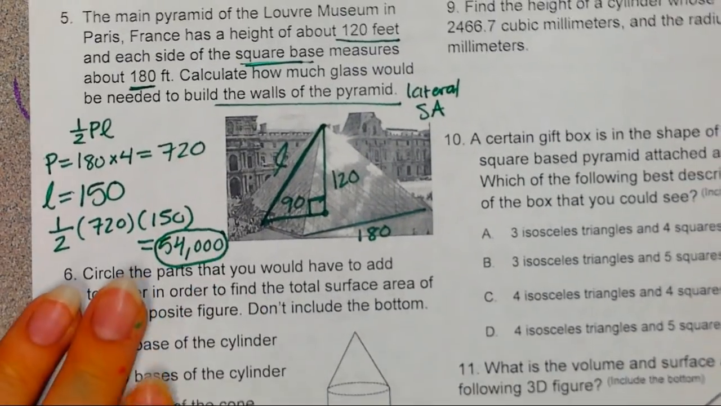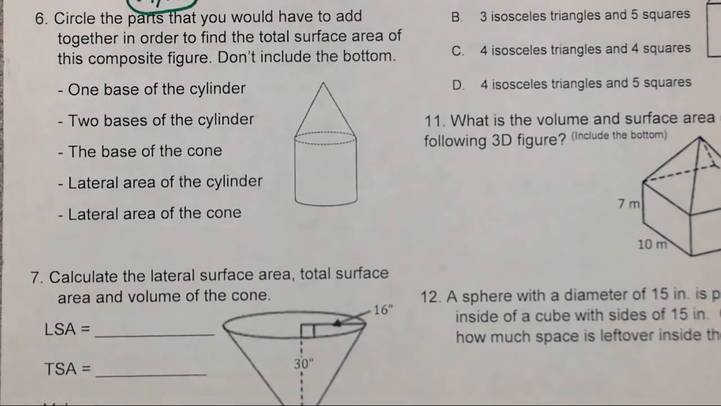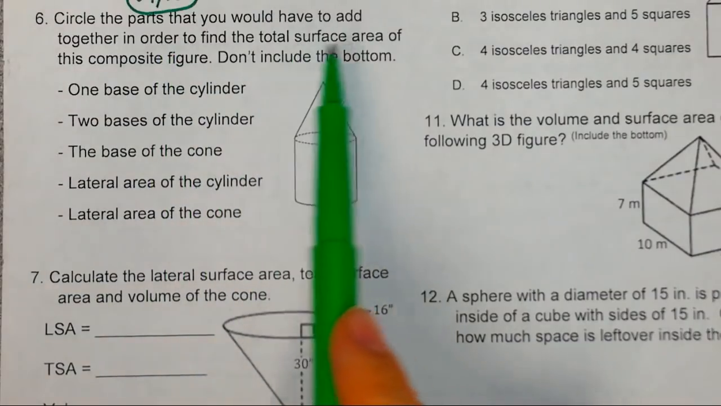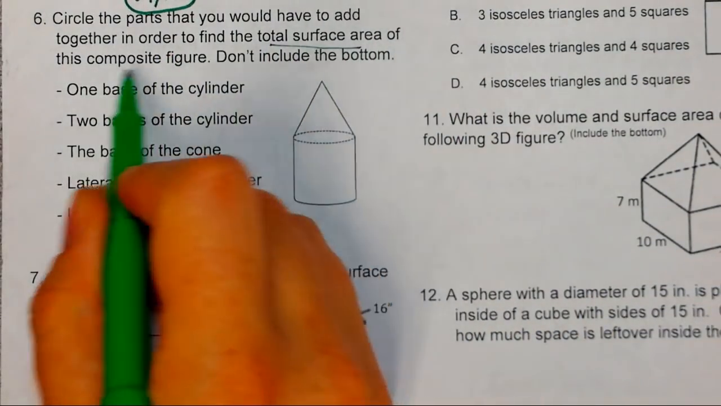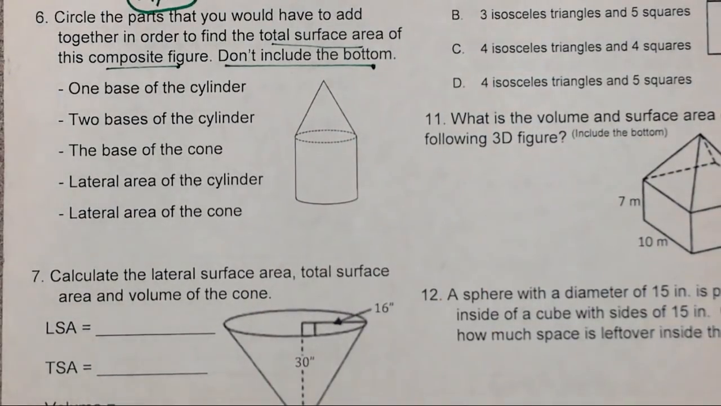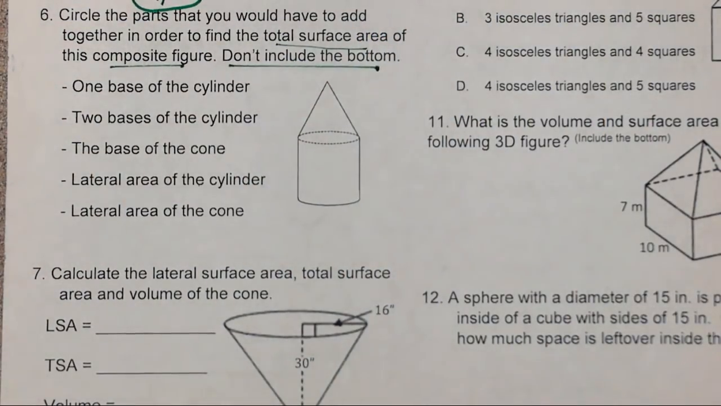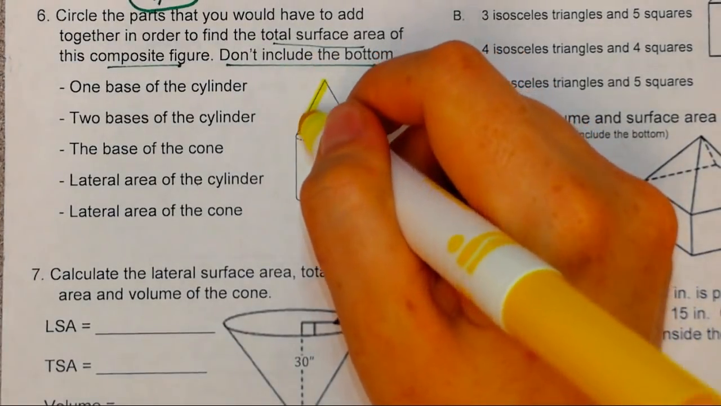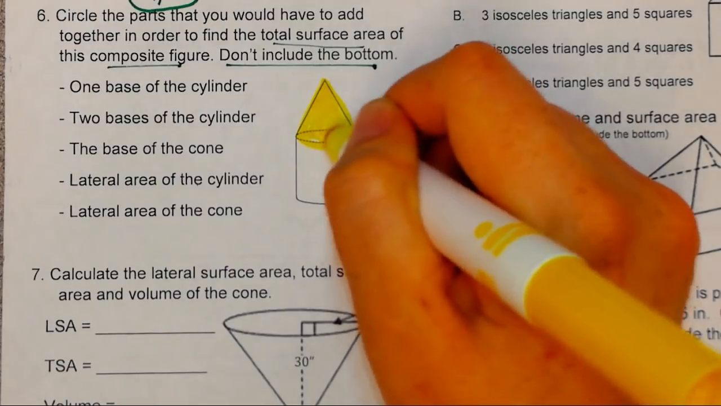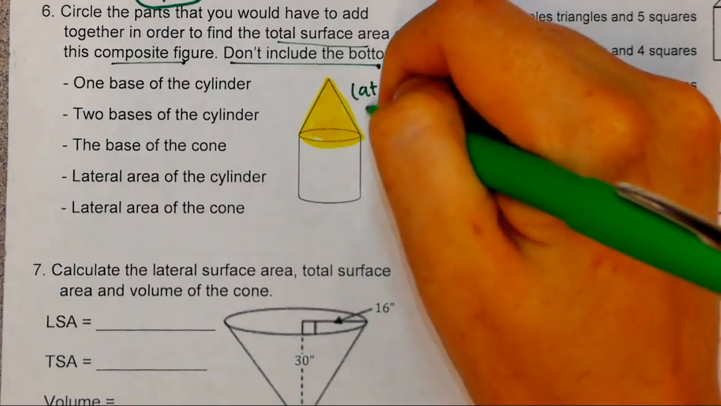All right. So number 6. It says circle the parts that you would have to add together in order to find the total surface area of the composite figure. Don't include the bottom. So looking at this, you're not going to include anything that's not exposed. Like the base of the cone isn't exposed, so I don't need that. All I would need is the sides of the cone. So that would be the lateral for the cone.